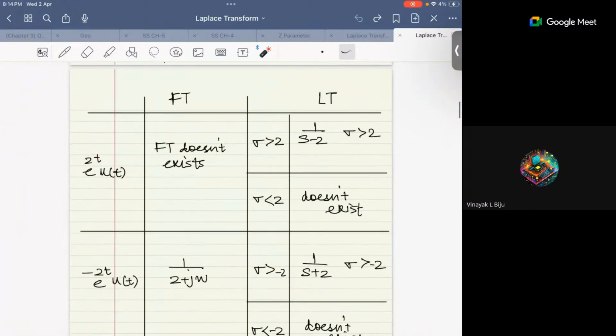See this thing: for e to the power 2t u(t), the Fourier transform doesn't exist, right? But the Laplace transform exists, and that too with a condition that sigma should be greater than 2, sigma should be greater than the pole. And this you can directly think of also. See, this signal is a right-handed signal.